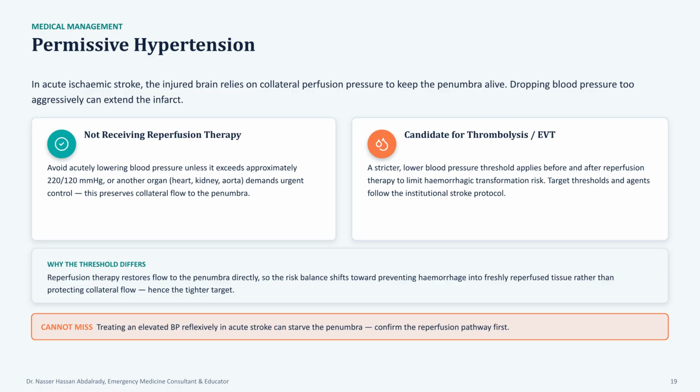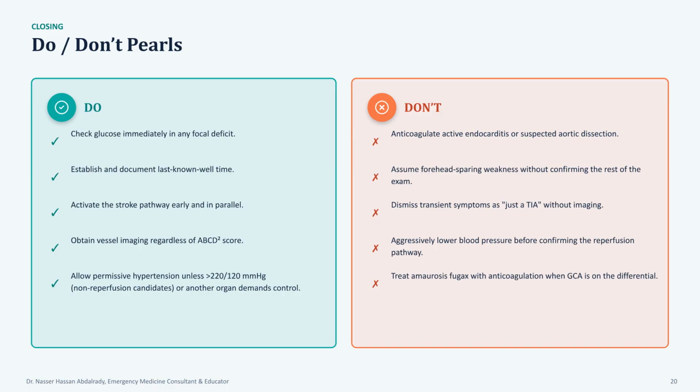Manage blood pressure carefully. Avoid aggressive lowering in non-reperfusion candidates, as permissive hypertension helps preserve the penumbra. Tighter targets apply only after reperfusion therapy. In closing, remember these pearls: check glucose, document time, and activate your pathway early. Don't assume symptoms are just a TIA or aggressively lower blood pressure before checking the protocol.